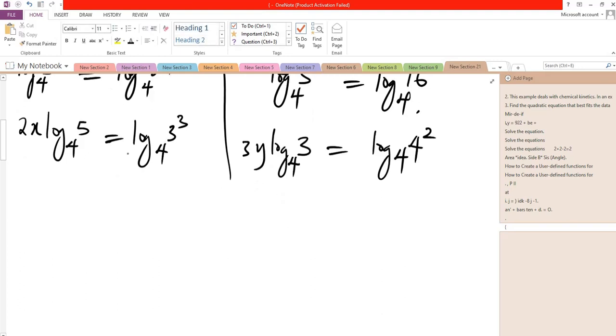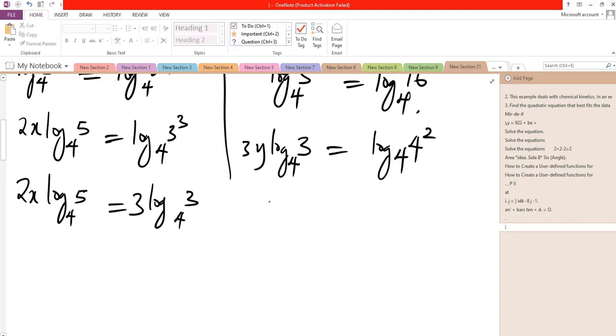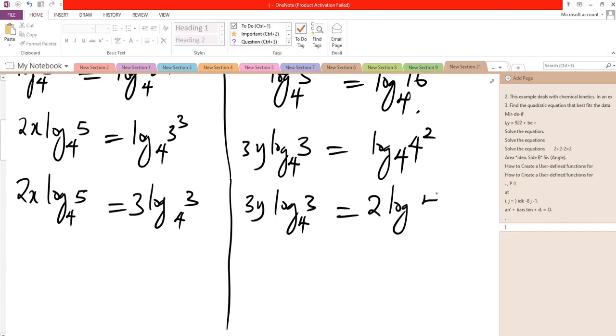Now we can rearrange this to be 2x log 5 base 4 equal to 3 log 3 base 4. Then the other equation that contains y will be 3y times log 3 base 4 equal to 2 log 4 base 4, and log 4 base 4 is equal to 1. So this is the same thing as 2.